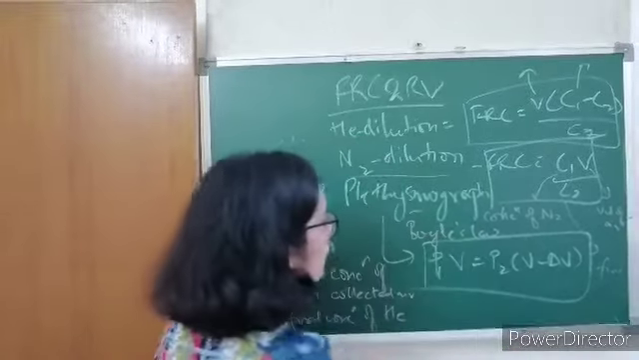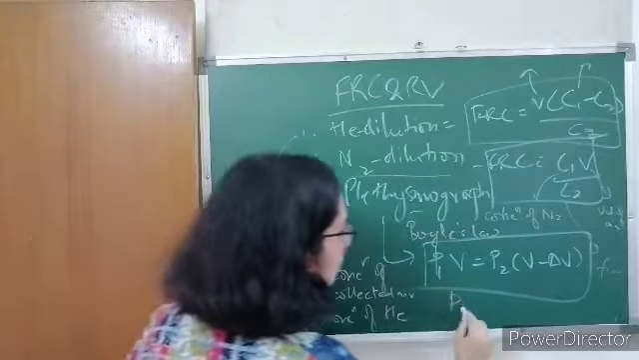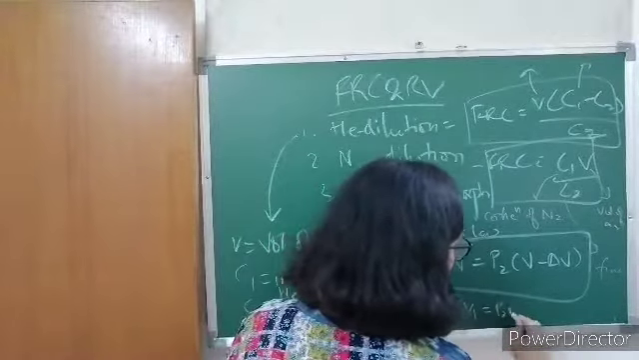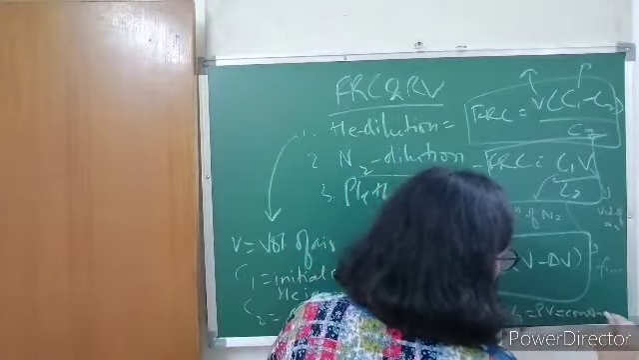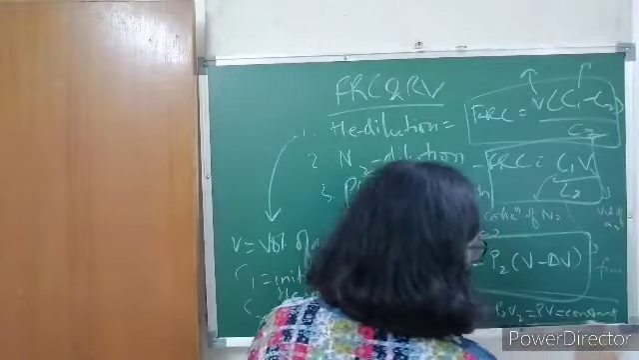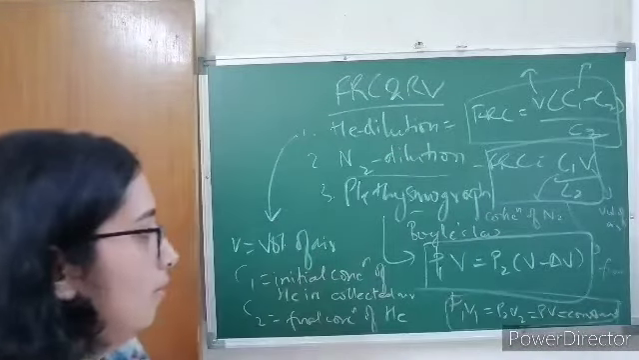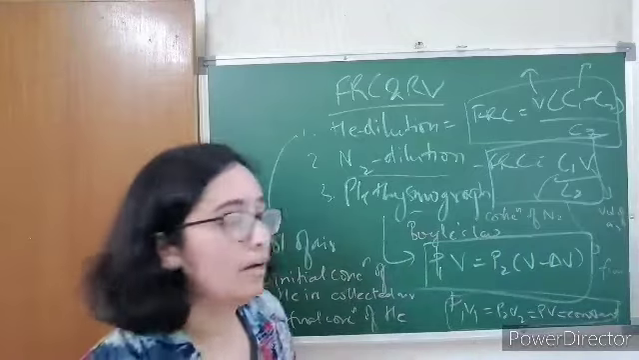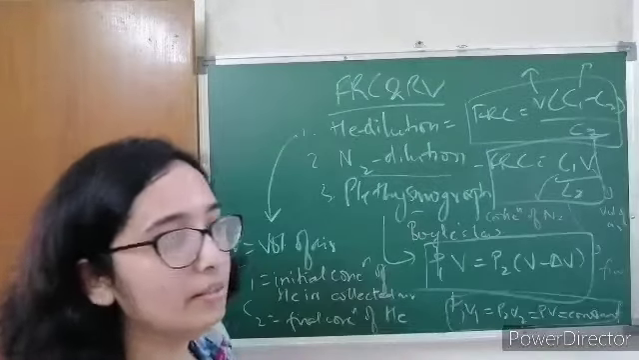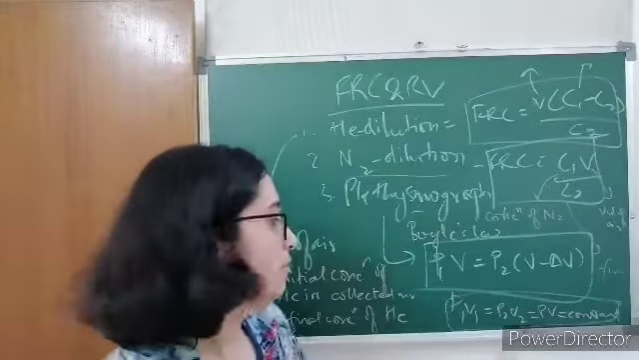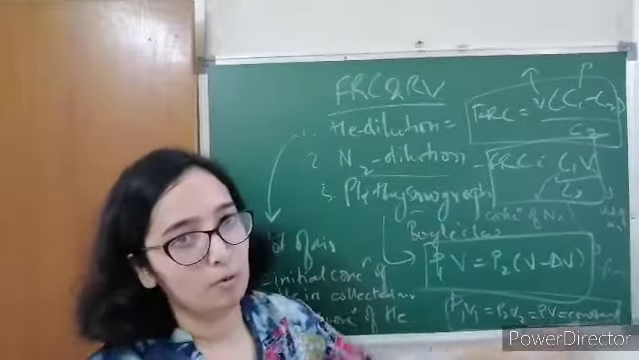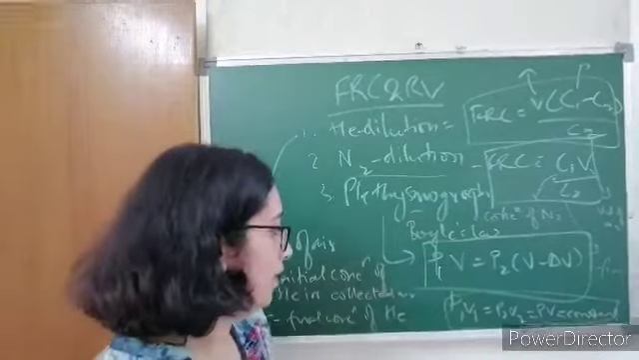Okay, so Boyle's law, as we know, what is the formula of Boyle's law? P1 V1 is equal to P2 V2. That is PV remains constant. Okay, so this is the formula of Boyle's law. In any container, any shape, any size of the container, the PV remains constant. That is, the multiplication of pressure into volume, pressure and volume, remains constant.